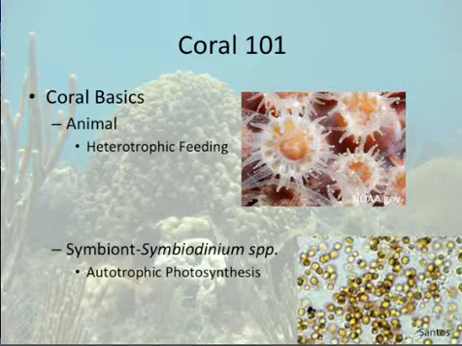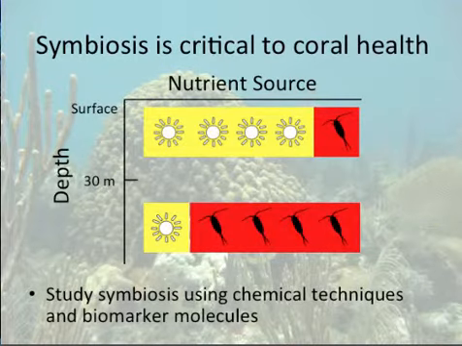They can then give these nutrients to the coral through a process called translocation. So the coral animal can get its nutrition from feeding on particles or plankton in the water, and it can also get its nutrition by simply bellying up to the buffet that its symbionts provide. This symbiosis is absolutely critical to coral health.